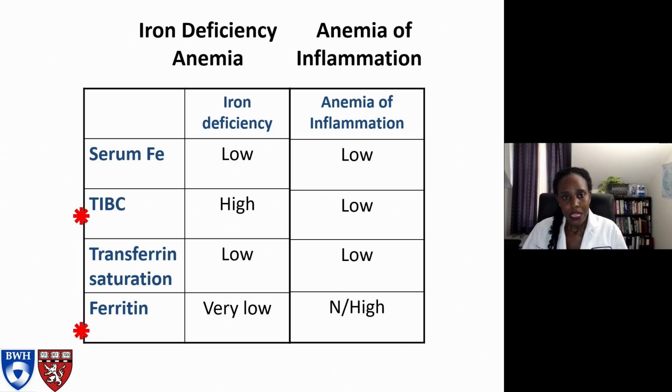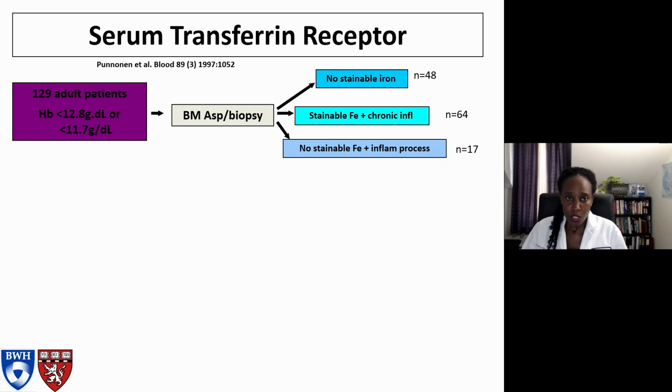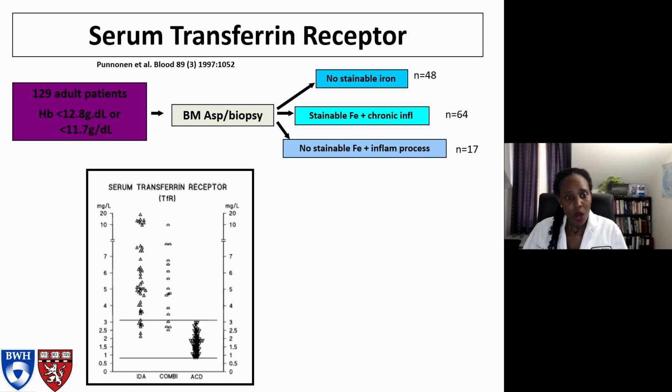Now, this is easy if you have isolated cases of iron deficiency or anemia of inflammation, but often we find ourselves with combined states. This is what led to the development of serum transferrin receptor. In a 1997 paper, 130 adults who were all anemic were subjected to bone marrow aspirate biopsies. A portion of these patients had chronic inflammatory processes that were known.